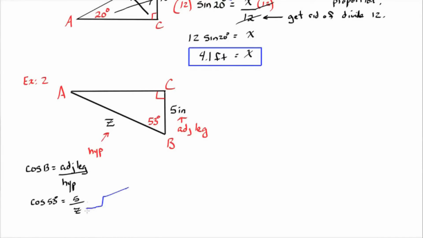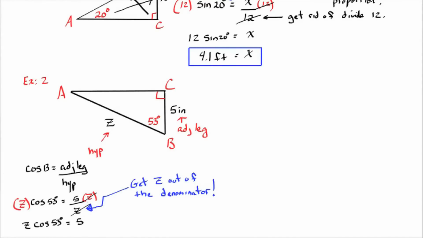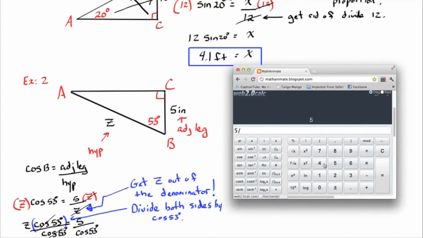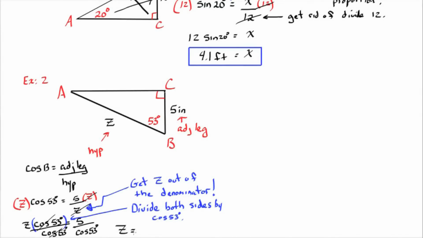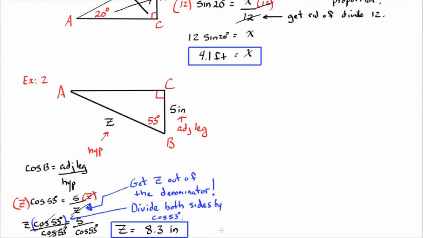My unknown is in the denominator this time, so I need to get z out of the denominator by multiplying it to both sides. Now cosine 53 is a number just like any other, so the inverse operation of multiplying is dividing. So I'm going to divide cosine 53 to both sides, and I go to my calculator, 5 divided by cosine 53, and I get 8.3 rounded to the nearest tenth. So that would be z equals 8.3 inches. Box it in.